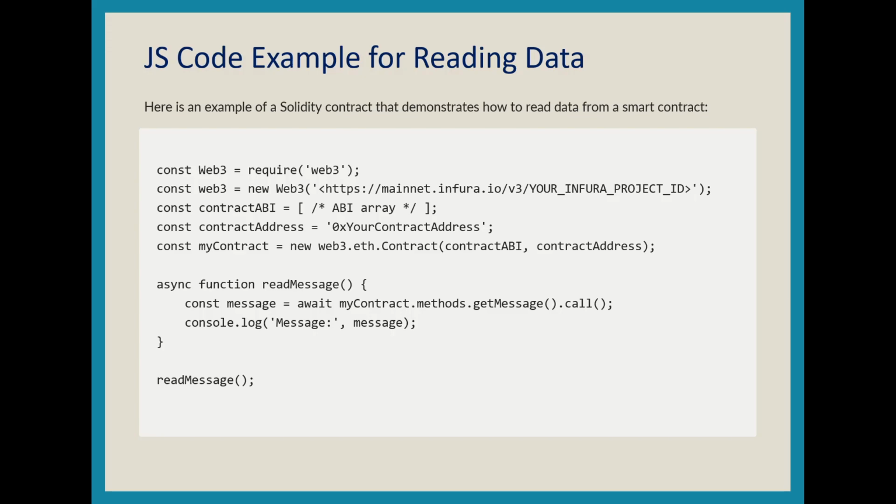Next is the contract ABI and contract address. Contract ABI is an array that contains the ABI, and again, ABI is just a JSON representation of the contract's functions, events, and data types.